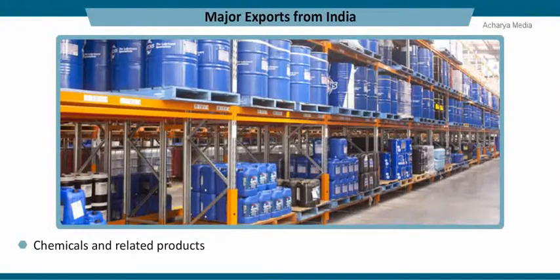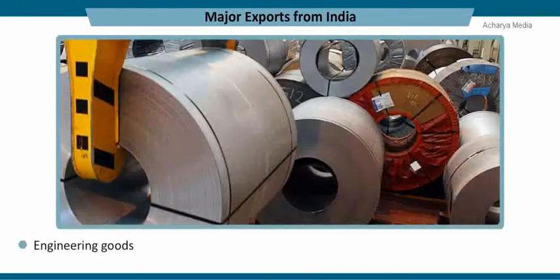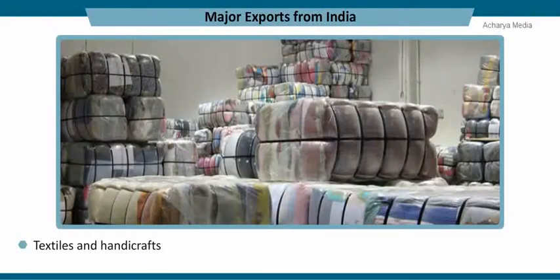Chemicals and related products consisting of pharmaceuticals, cosmetics, rubber and glass. Engineering goods like machinery, iron and steel, electronic goods, computer software. Textiles and handicrafts include ready-made garments, cotton, yarn and zari goods.